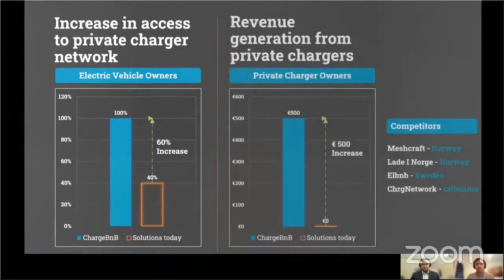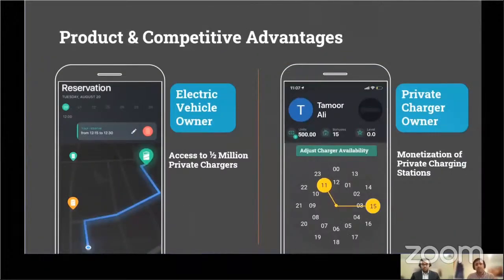And for private charger owners, ChargeBnB is providing a charger sharing platform through which they can earn a revenue of up to 500 euros a year from one charger. Our product is a one-click solution, a simple mobile application where electric vehicle owners have access to 500,000 chargers across whole Europe, and private charger owners can share the charging station with other people and monetize that charging station and make money out of it.